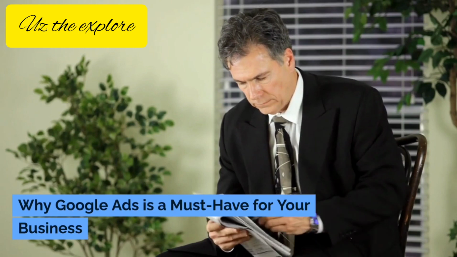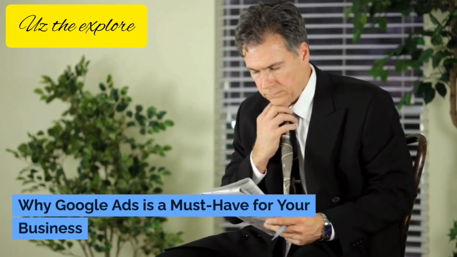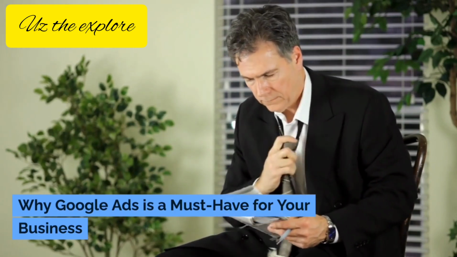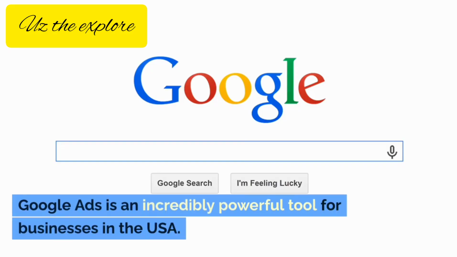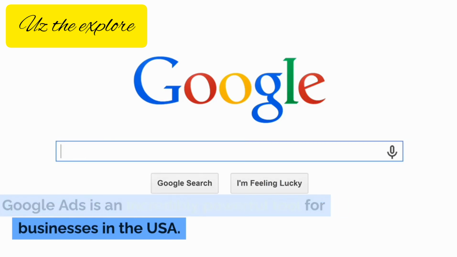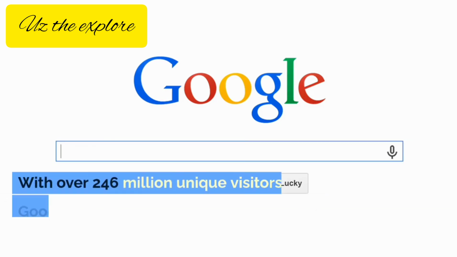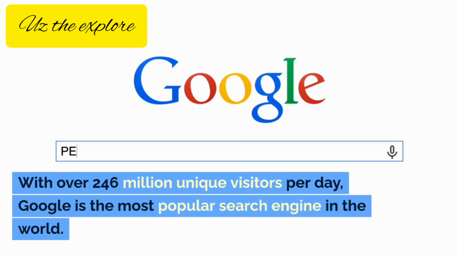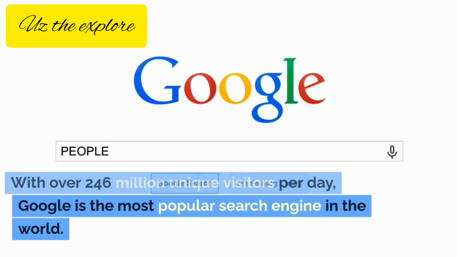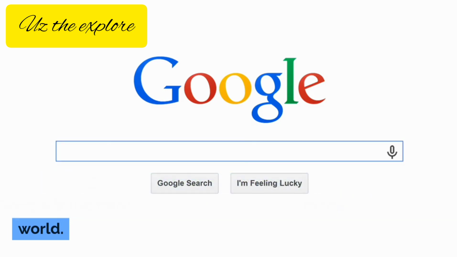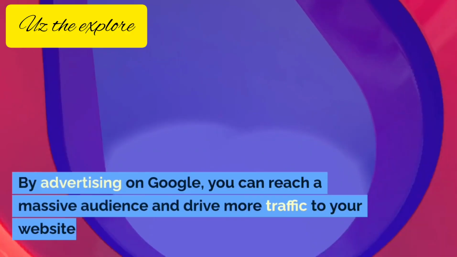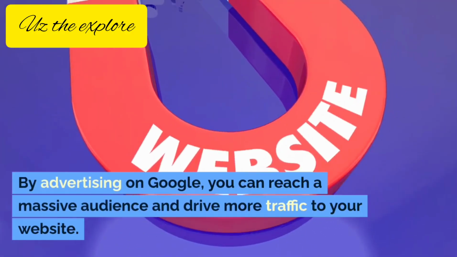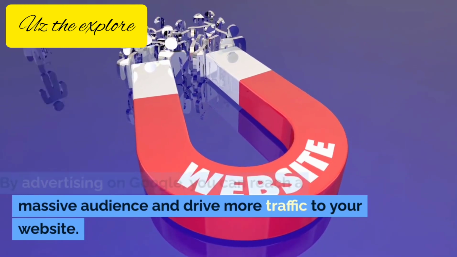Why Google Ads is a must-have for your business. Google Ads is an incredibly powerful tool for businesses in the USA. With over 246 million unique visitors per day, Google is the most popular search engine in the world. By advertising on Google, you can reach a massive audience and drive more traffic to your website.